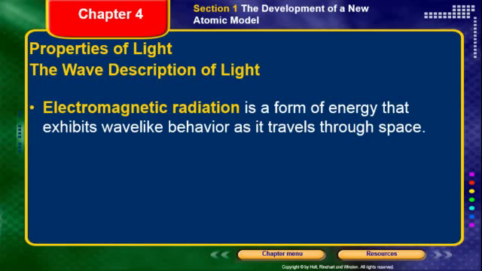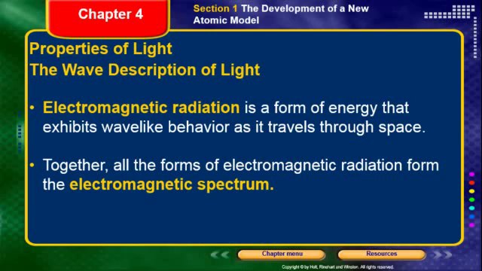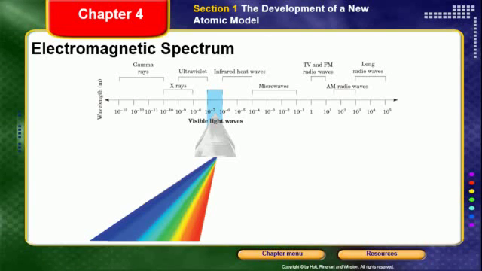Electromagnetic radiation is a form of energy that exhibits wave-like behavior as it travels through space. Together, all the forms of electromagnetic radiation form the electromagnetic spectrum. I'm sure you've seen a diagram like this before, showing all these different types of light that have varying wavelengths, from low to high energy.